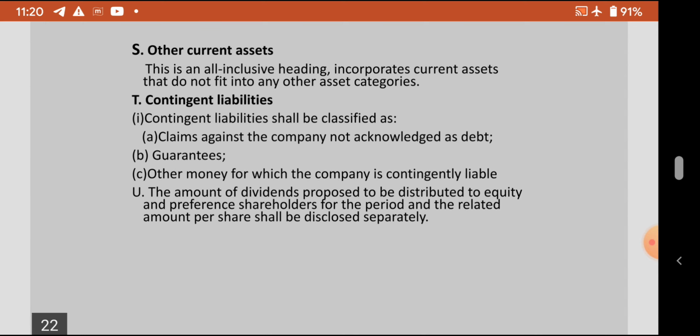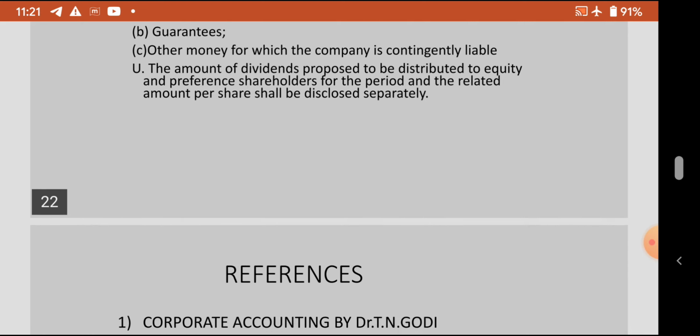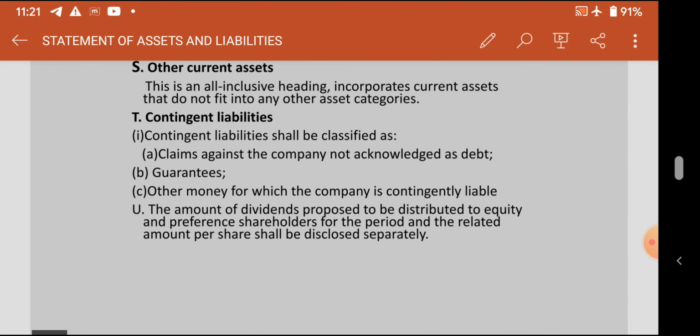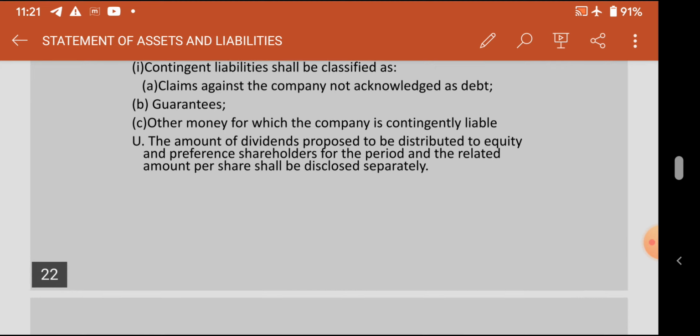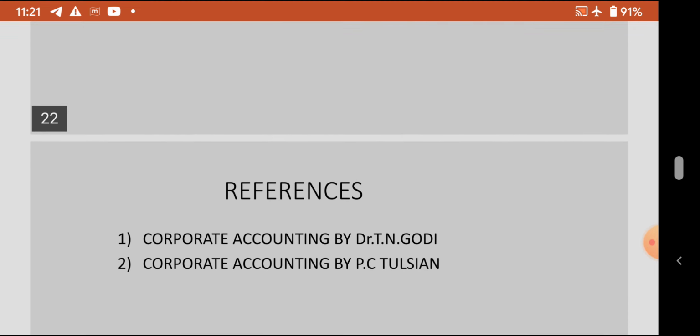And lastly, contingent liabilities. Contingent liabilities shall be classified as claims against the company not acknowledged as debt, guarantees, and other money for which the company is contingently liable. So these are the notes or the items based on which the total format is prepared. That is the format of the assets and liabilities.